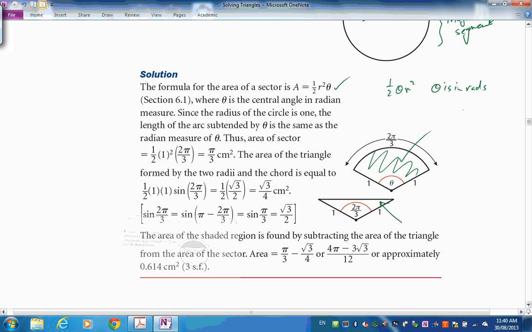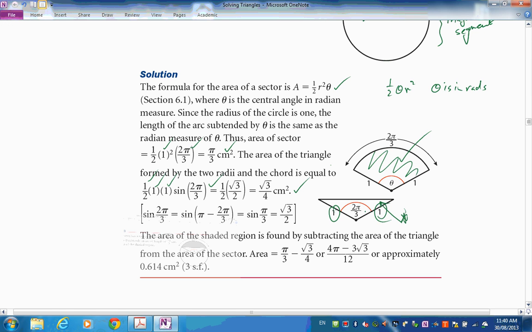Let's do that first. Here they've done it, a half r squared theta, so that's pi on 3 centimetres squared. Now let's look at the area of this triangle. It's a half the product of 2 sides, sine of the included angle. The 2 sides are both radii. So we've got root 3 on 4 square centimetres.